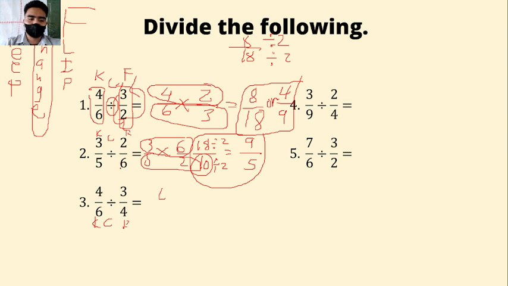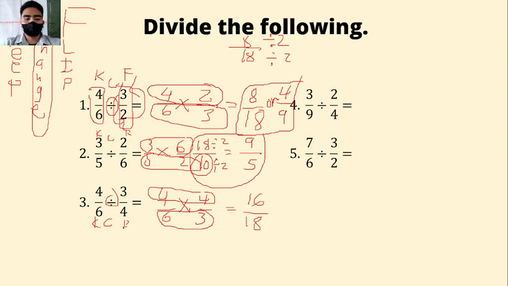So keep, change, we change the operation, we flip 4 over 3. 3 over 4 becomes 4 over 3. So with that, we could have 4 times 4. What is the answer? 16. 6 times 3, the answer is 18.